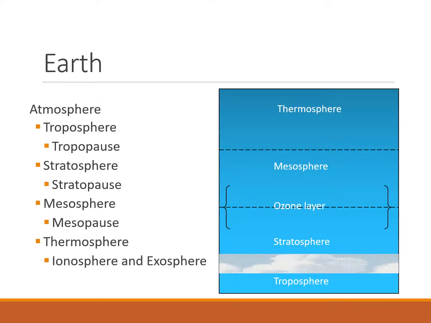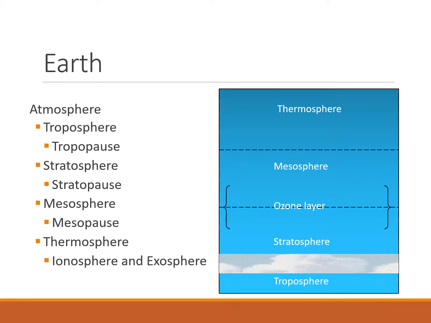Okay, so let's talk about the layers of the atmosphere. Closest to the Earth is the troposphere. There's a boundary between the troposphere and the stratosphere, which is caused by the change in temperature. So the way that we determine these layers of the atmosphere is by looking at the temperature.